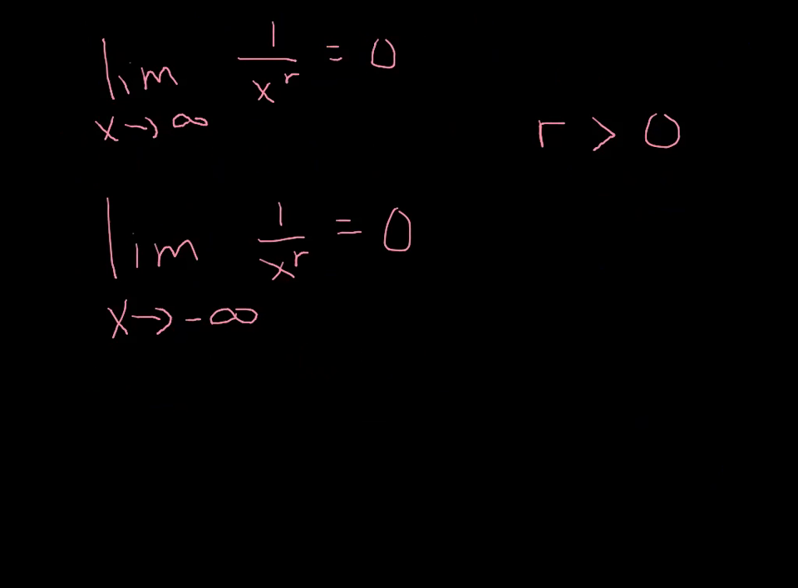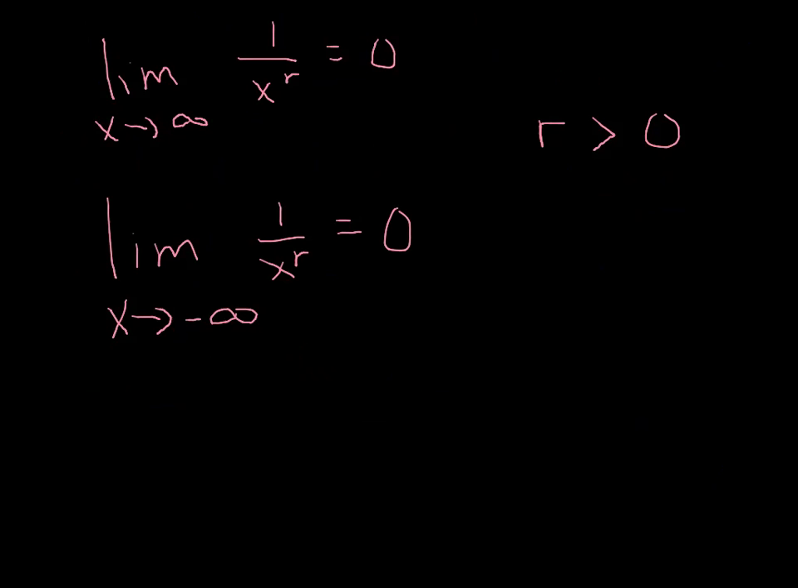Alright, so if we have a function in the form of 1 divided by x to the r power, as x is approaching infinity, as x is getting larger here, as long as r is a positive value, that limit is going to go to 0. Because if I take 1 over a number, as that denominator gets larger and larger, the value of the whole fraction approaches the value of 0.